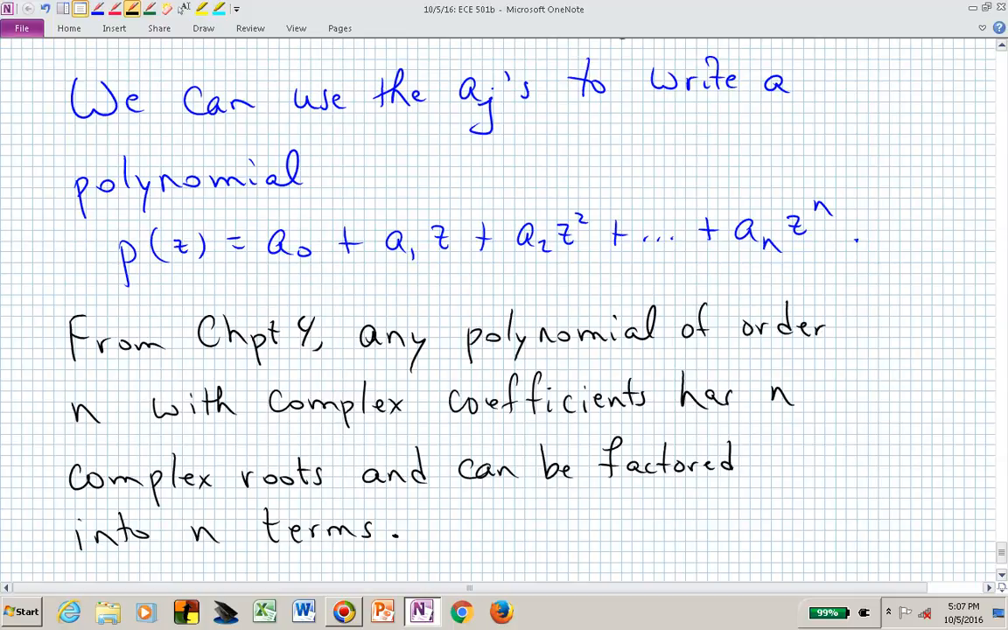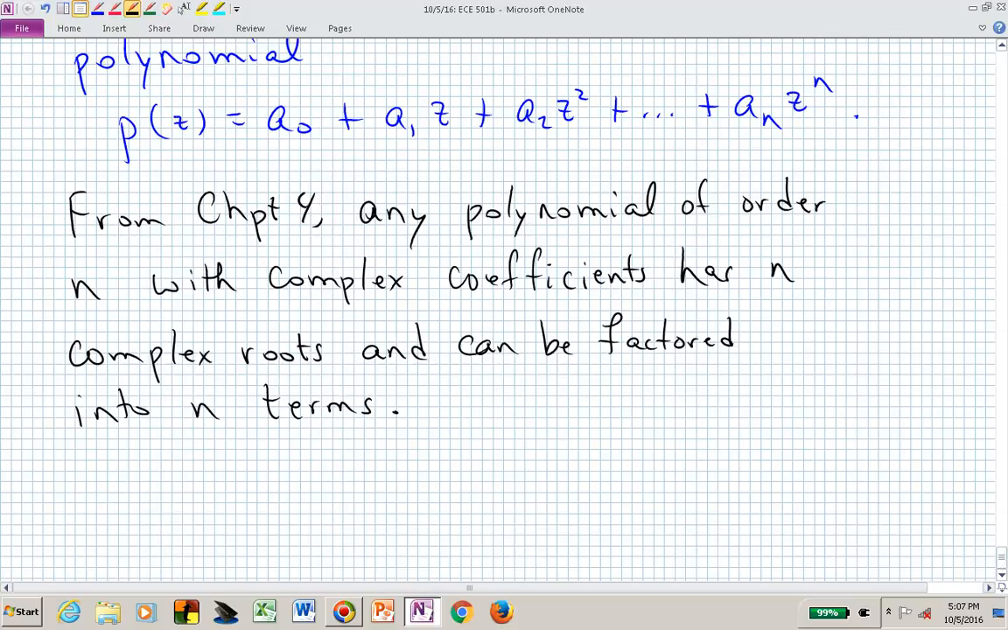It's not just a constant, that polynomial. It's more than just a sub 0, and that's what we need from chapter 4. So now we have this polynomial of order n with complex coefficients. We know that it has n complex roots, and so we can factor it into these n factors. And that's not true for a polynomial over the reals. Not true for real polynomials.